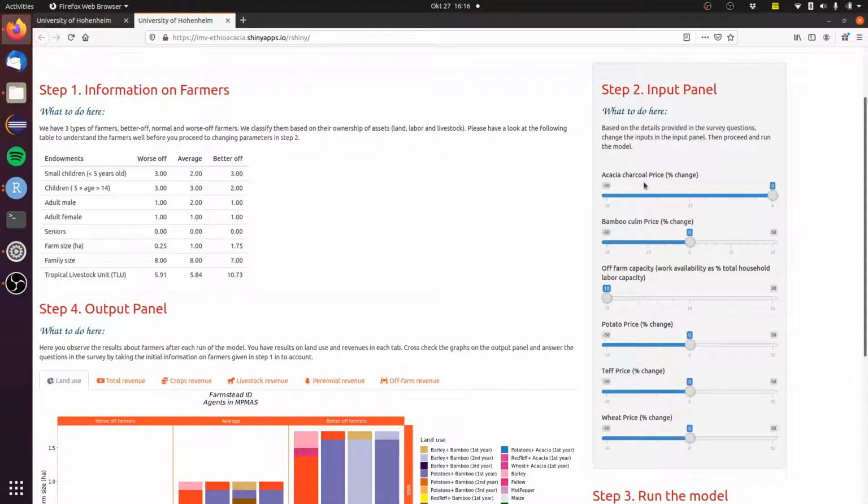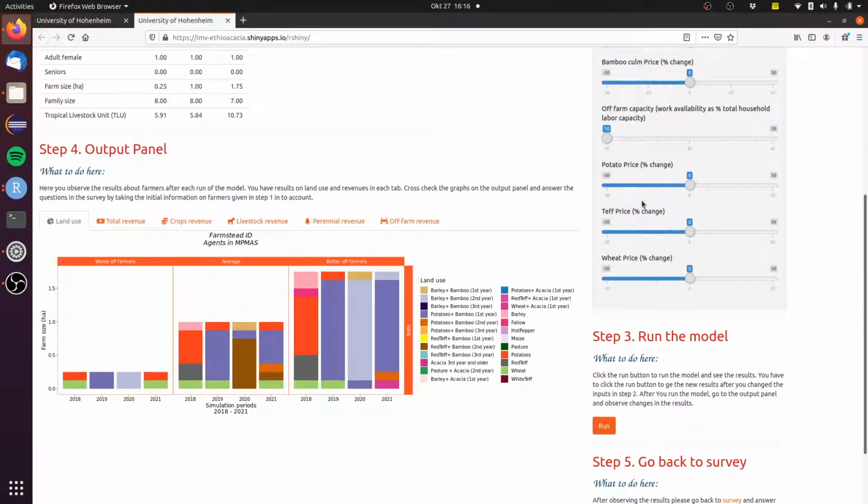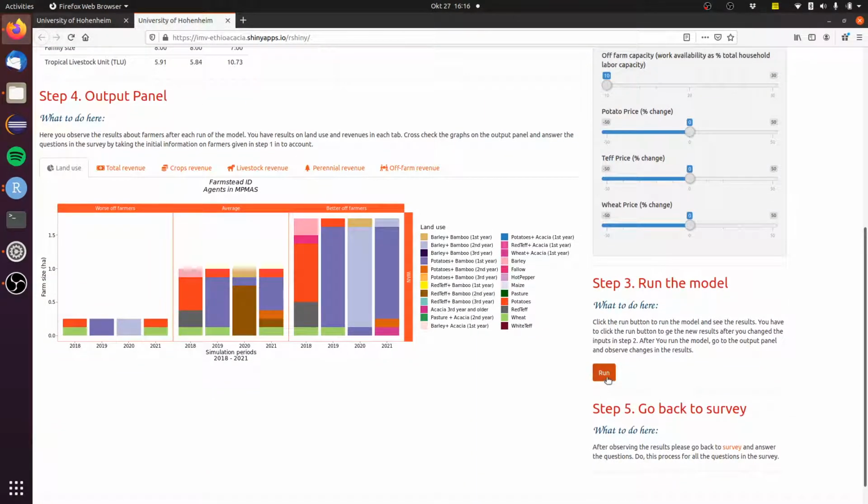And finally we click run. When we click run, it means that we have applied the changes that we have done in the input panel, and in each run we will have a result which will be displayed in the output panel, which is the fourth part of the interactive model application.